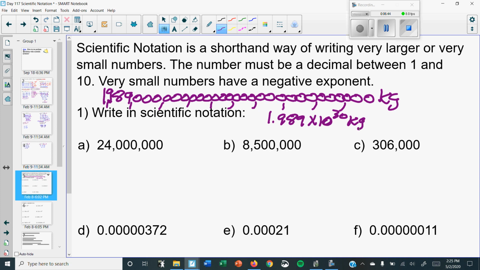So again, we're not solving really anything today. I mean, we are going to do some multiplying and dividing, but today's more focused on how to rewrite the answers in a smaller shorthand version. So here are the rules to writing scientific notation.